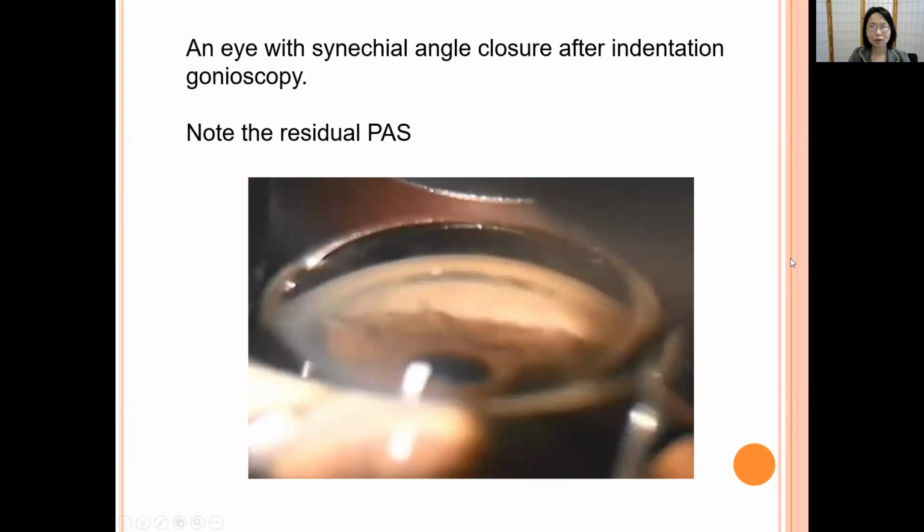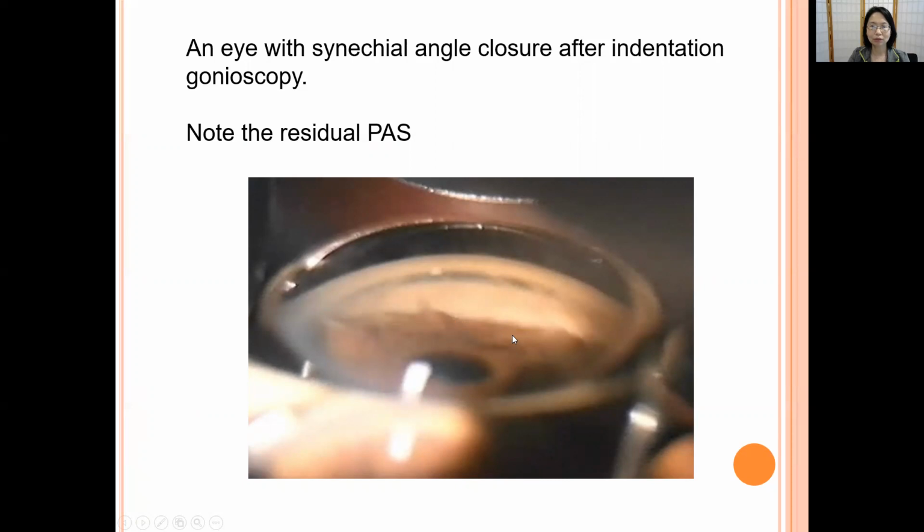Here's a patient who has sneaky angle closure, and you can tell this is indentation gonioscopy because you see these striae, which are indicative of pushing on the cornea. If you see the striae, that means you are indenting the cornea. And here you can see these PAS, which are triangular-shaped adhesions of the iris to the angle.